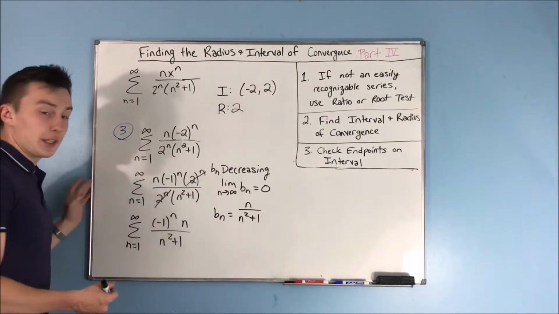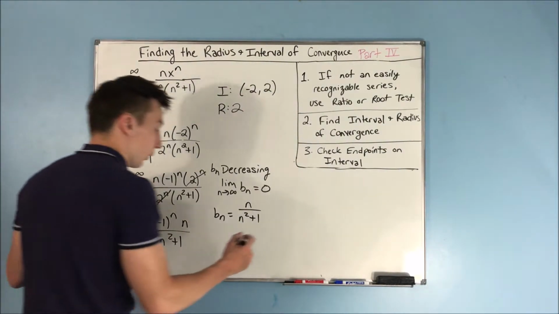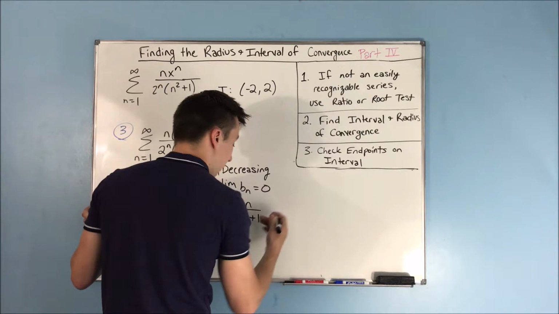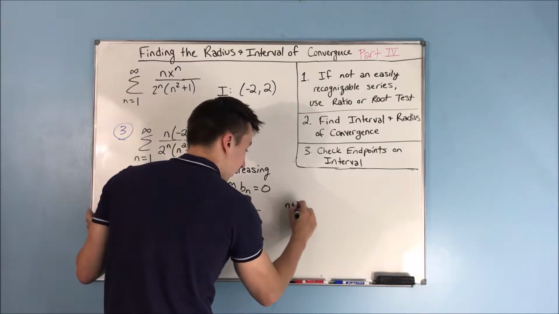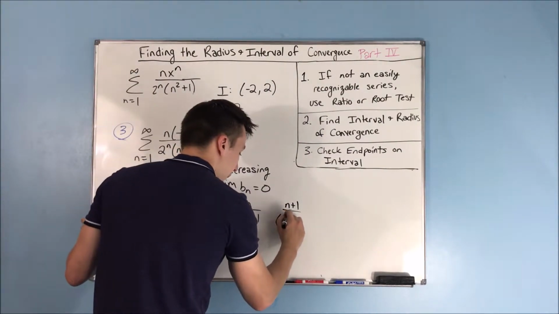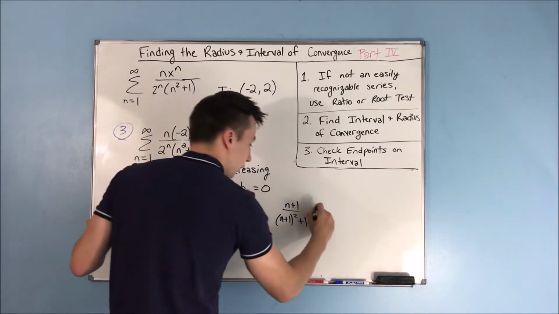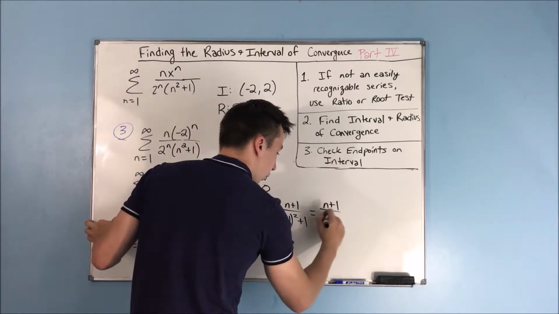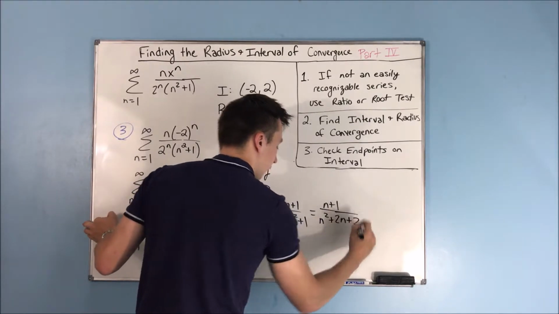Okay, now is this decreasing? Well, all we have to do is look at the next term in the series. So that next term is going to be n plus 1. So we put an n plus 1 wherever we see an n. We get n plus 1 over n plus 1 quantity squared plus 1. And that's equal to n plus 1 over, we've done this before, n squared plus 2n plus 2. That showed up earlier.